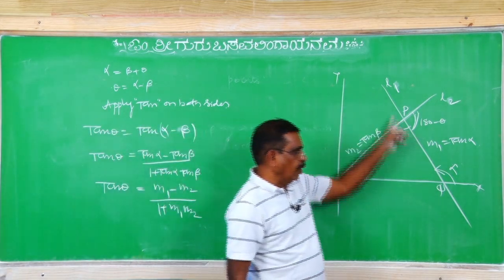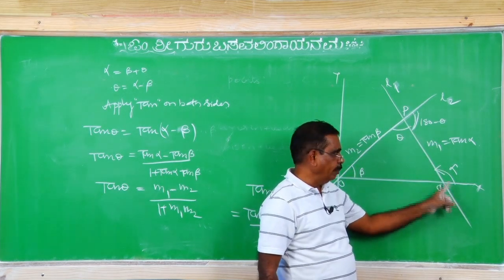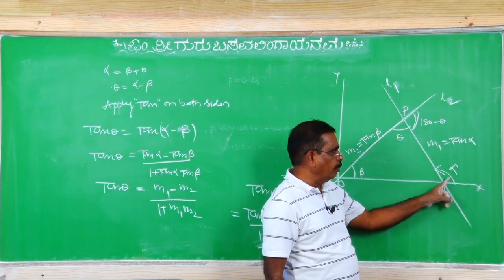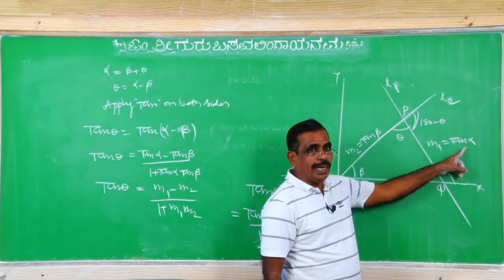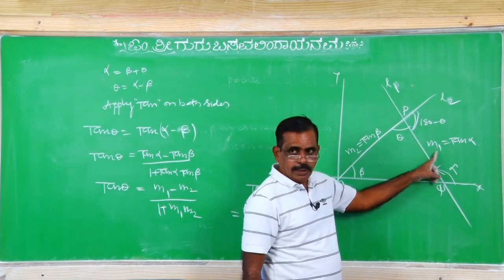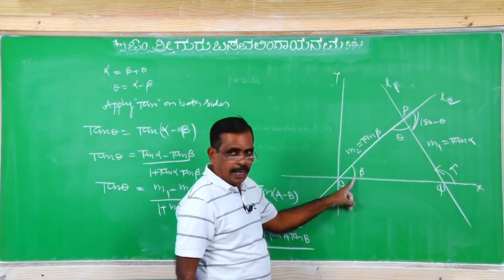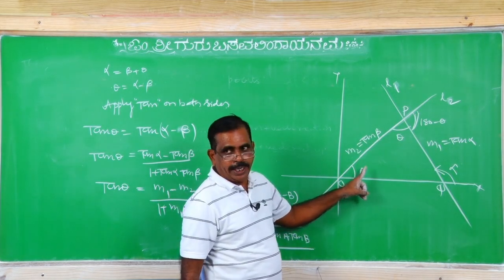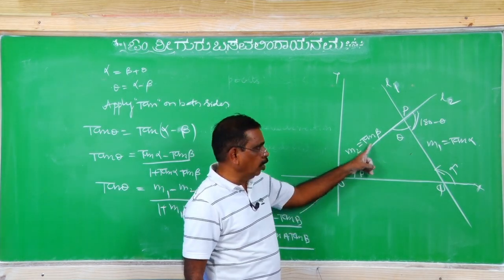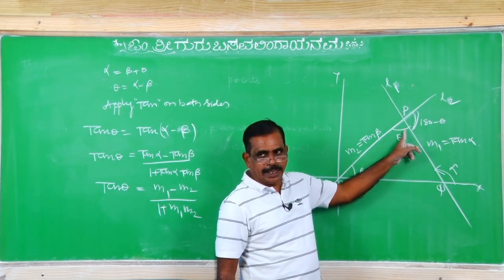This is line L1, listen to my words, this is line L1. It makes how much angle? Alpha. It makes angle alpha means tan alpha value is what? Slope. Tan alpha is slope. First line, that's why slope is m1. This is second line. It makes how much angle? Beta. Tan beta indicates slope. M2, second line means m2 is equal to tan beta. Angle between the lines is theta.